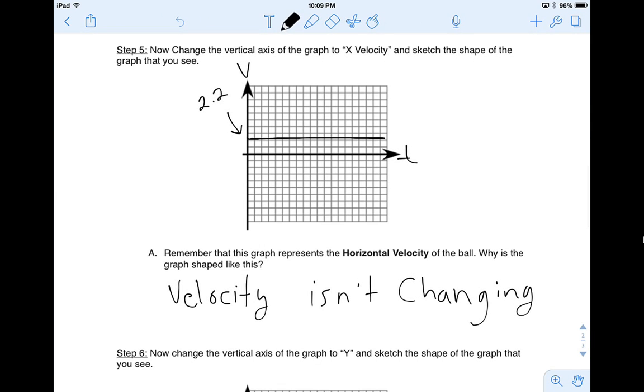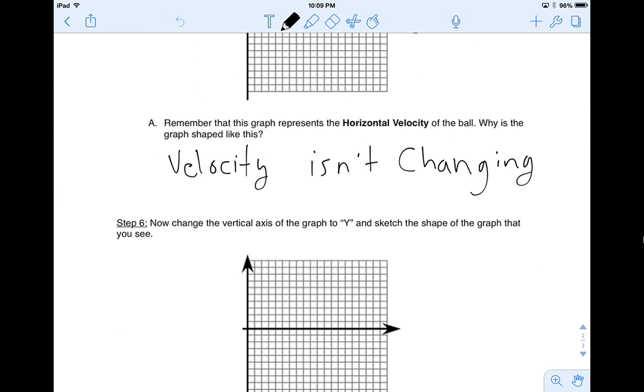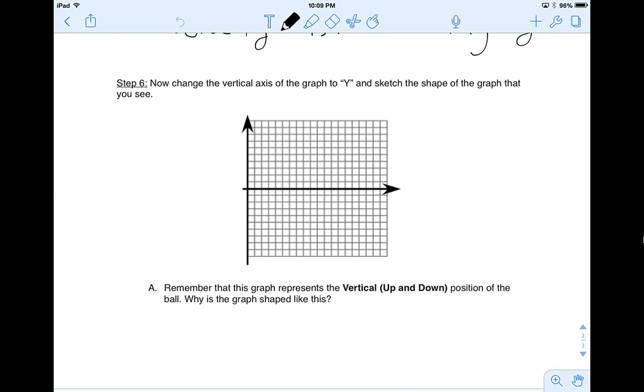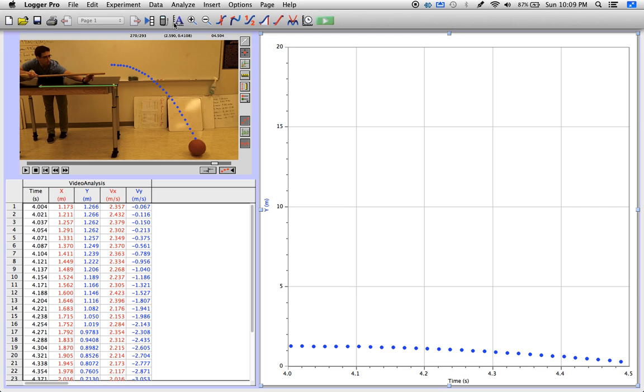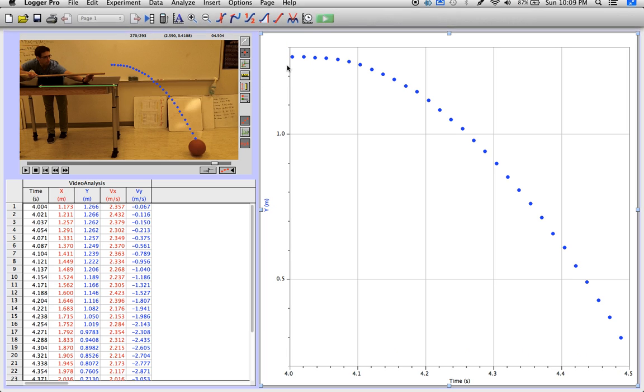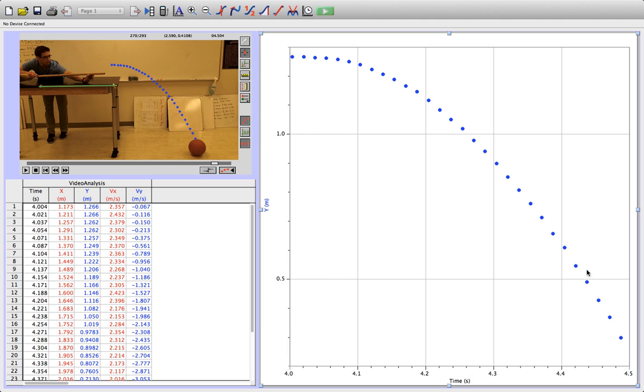So you're done with Cornell notes for right now. We're going to come back to them in a second. Now this says, now change the vertical axis of the graph to y and sketch what you see. So let's go back to Logger Pro, and it wanted me to change this to y. Now this, guys, this is misleading because it looks pretty flat. We have to auto scale it, and look at that. Now we see that nice curved line, okay?